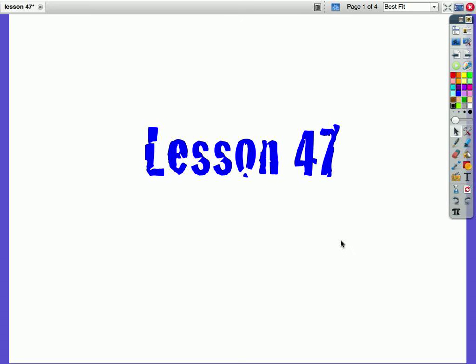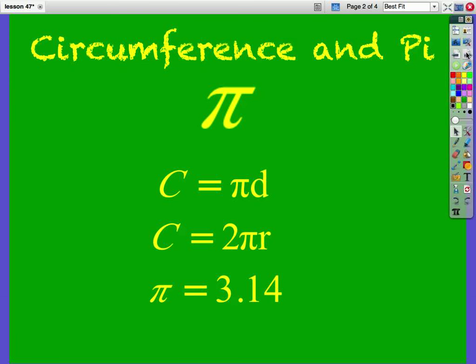Lesson 47, we're going to talk about circumference and pi. Not the pie you eat, but pi dealing with math. Okay. So, this goofy symbol is pi. Not P-I-E like the pie you eat, P-I. To draw it, just two lines with a little loop over it. That's how we usually draw it.